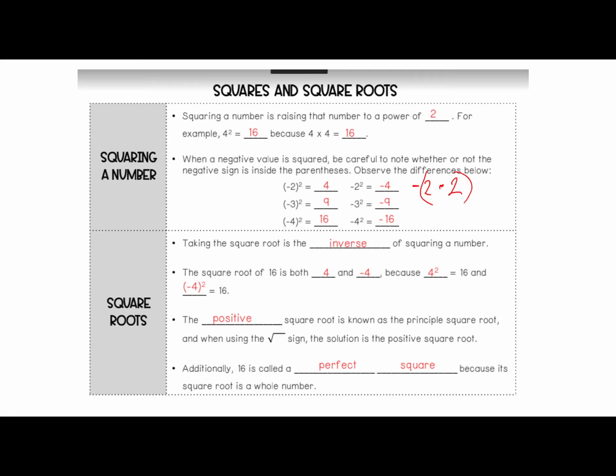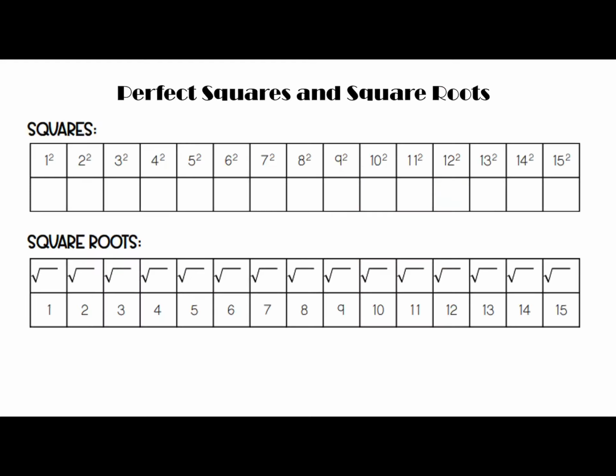When using the radical sign, this is called a radical sign. The solution is the positive square root. Additionally, we call 16 a perfect square because the square root is a whole number. So we're going to be talking about perfect squares and square roots.